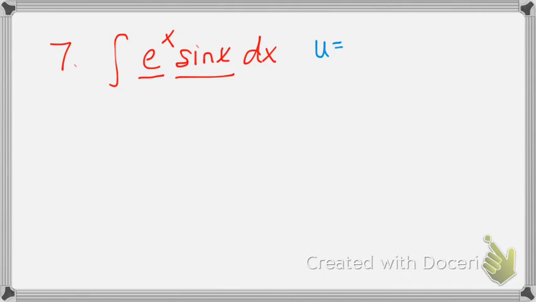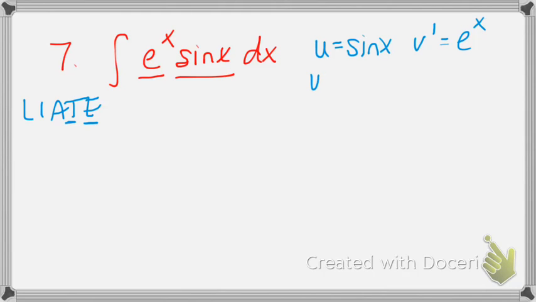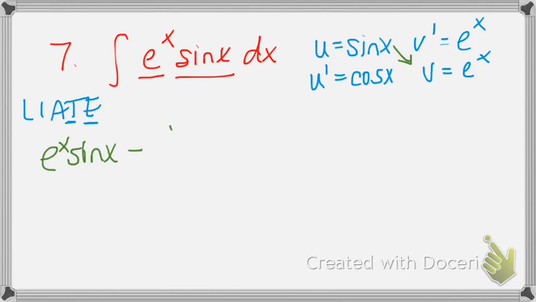So let's pick our u and our v prime first. Think about Lyautey. We have a trig and we have an exponential. The trig is first, so trig is u, and v prime is going to be e to the x. Alright, the derivative of sine is cosine. The antiderivative of e to the x is e to the x. Your formula is uv minus the integral of v u prime.